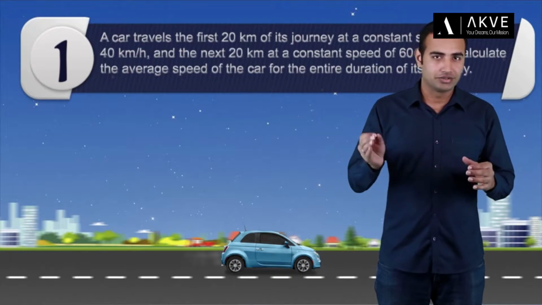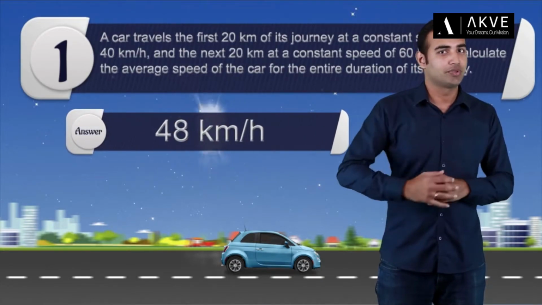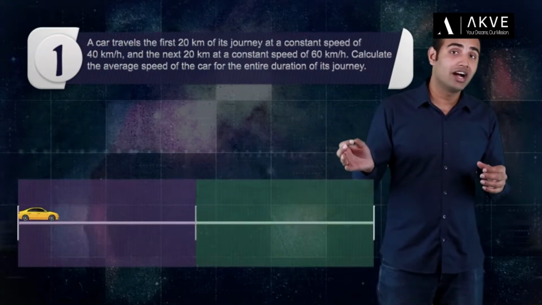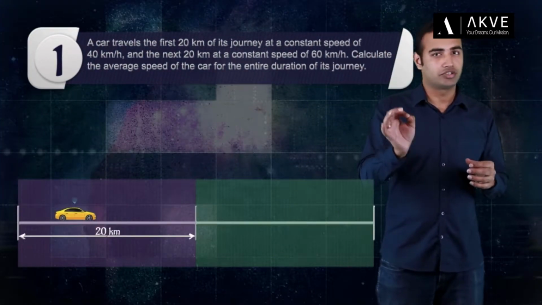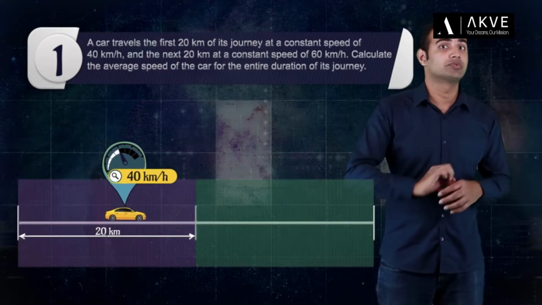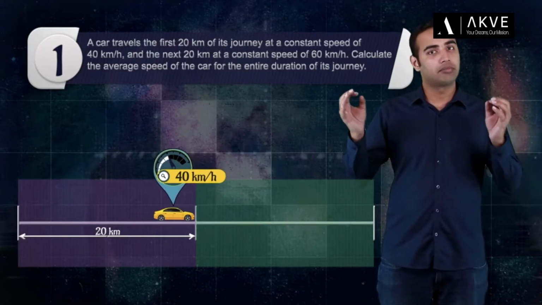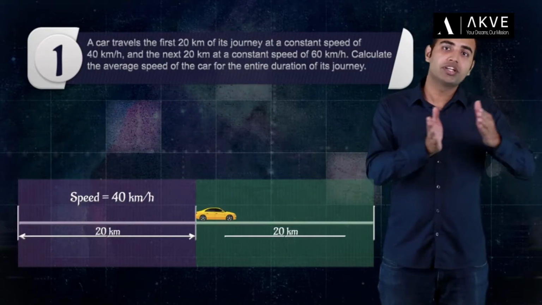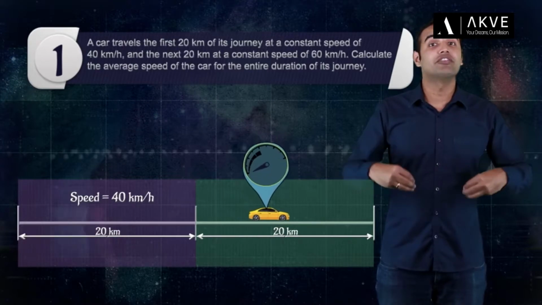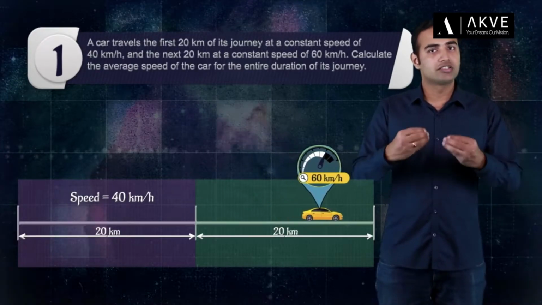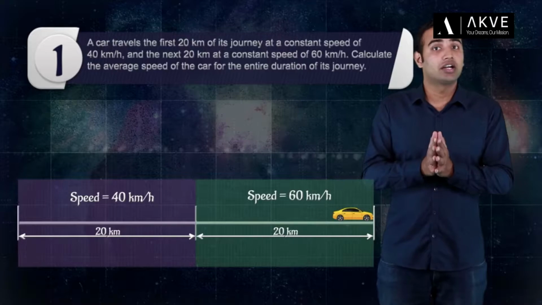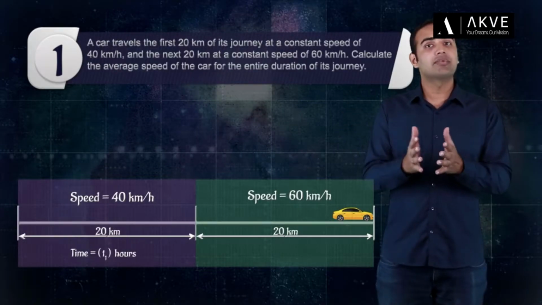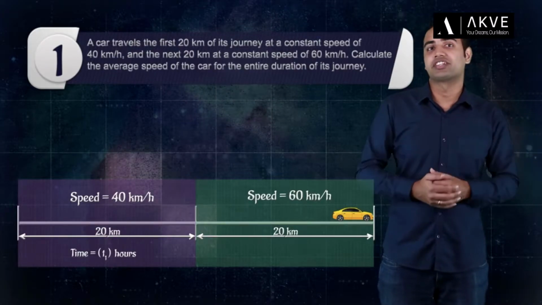The correct answer to this question is 48 kilometers per hour. So let's quickly see the solution now. According to the problem, the car travels the first 20 kilometers of its journey at a speed of 40 kilometers per hour. Let's draw a diagram and represent it. Similarly, the question says that the car travels the next 20 kilometers of its journey at a speed of 60 kilometers per hour. So let's assume that the time taken by the car to cover the first half of its journey is T1 hours, and the time taken to cover the second half is T2 hours.